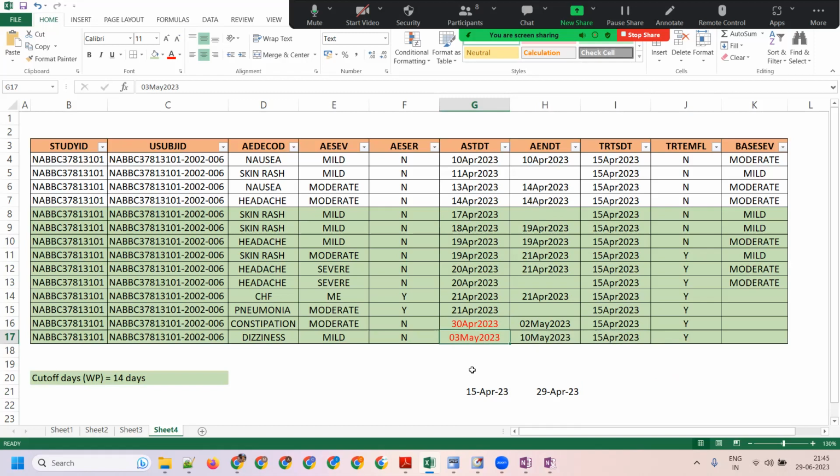Dizziness started on 3rd May, after the 5th day of my washout period, and it is there for 1 week. Now, are these two because of my study drug or not? What is your view? Not because of the study drug. So again, what happened to my emergent flag? N.